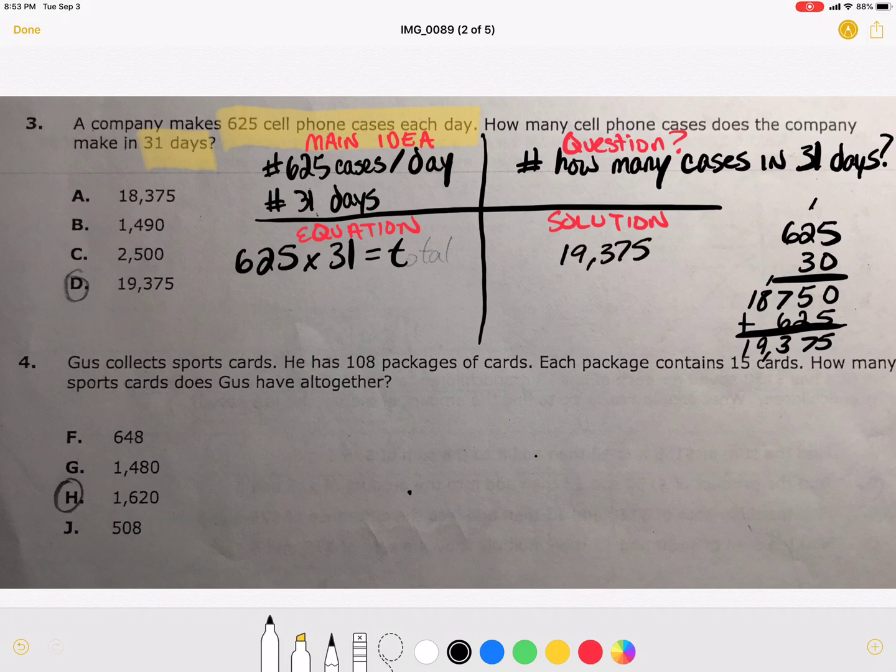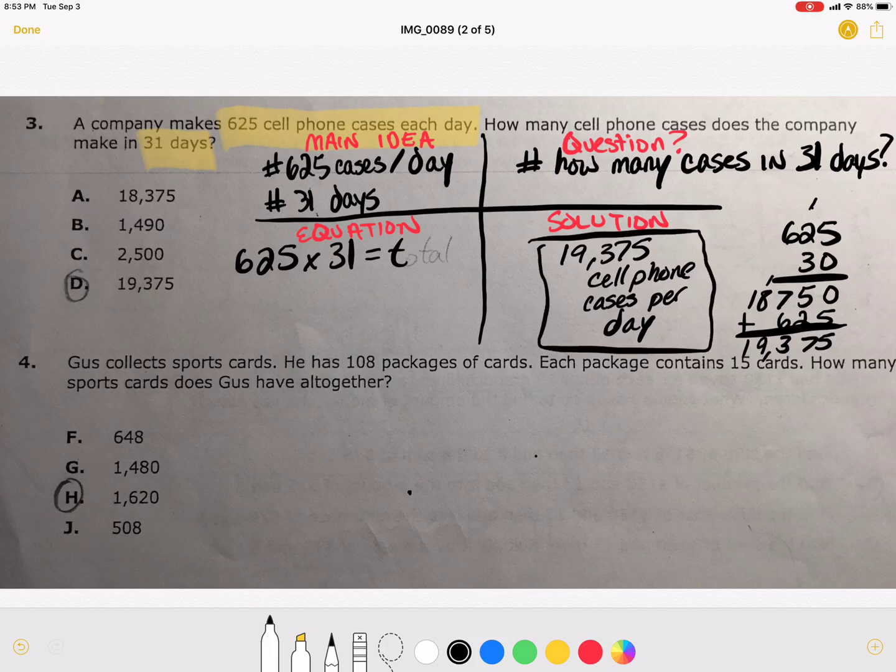So we know our solution is 19,375 cell phone cases per day. And we box our solution, and we're done.